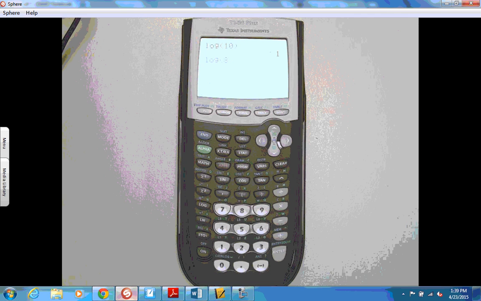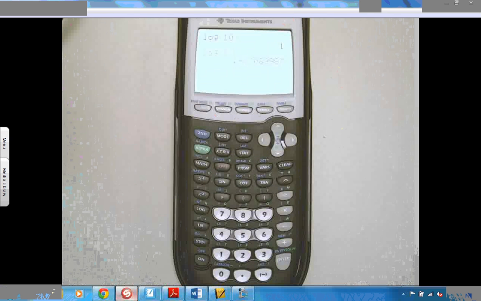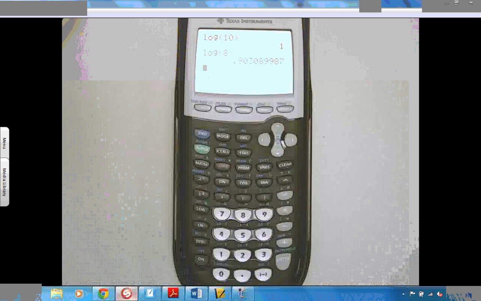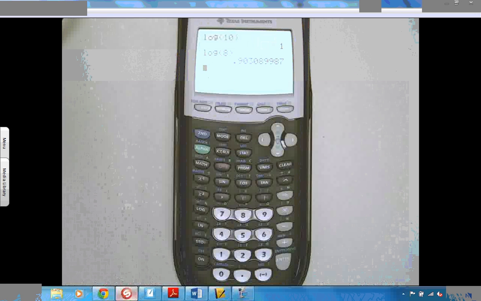I can't find the point. X double S. Good. Enter. I got a 0.90. Goodness. It's 903. So I'm going to get 0.903. You know what log is. So go.